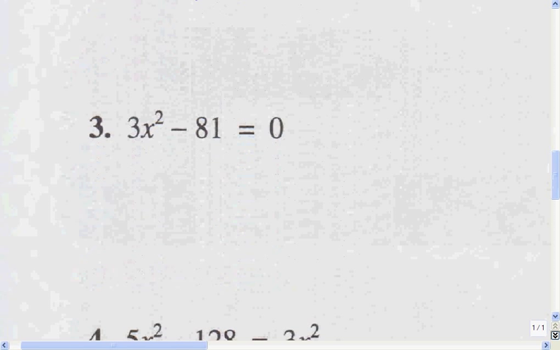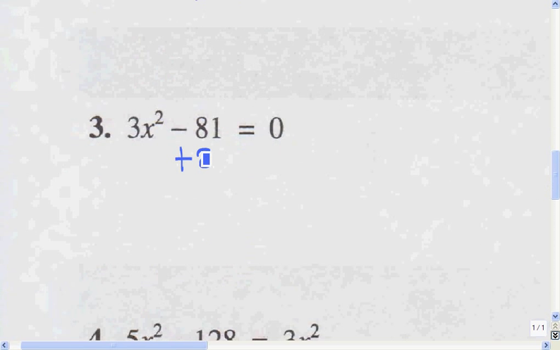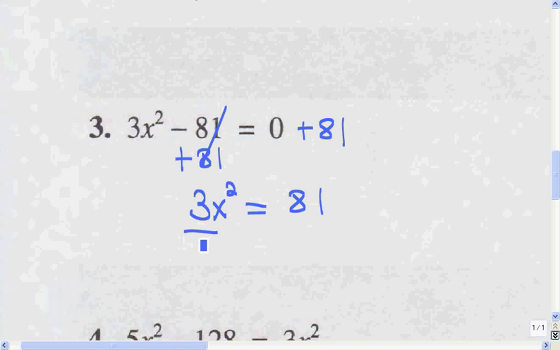Okay, here I've got to isolate the x squared. That means I've got to get rid of this negative 81. First, I get rid of this negative 81. That cancels out. What I do to one side, I have to do to the other. So I'm going to add 81 to this side too. So I get 3x squared equals 81. Then I divide by 3.